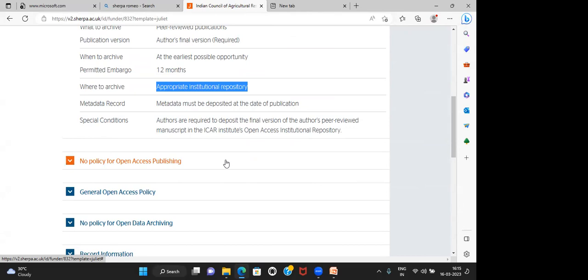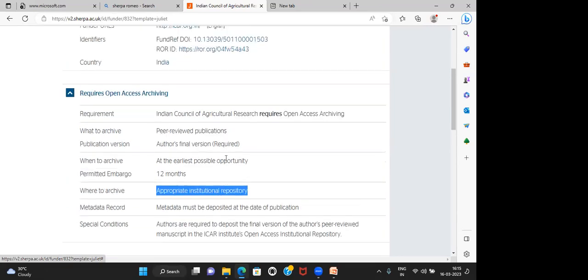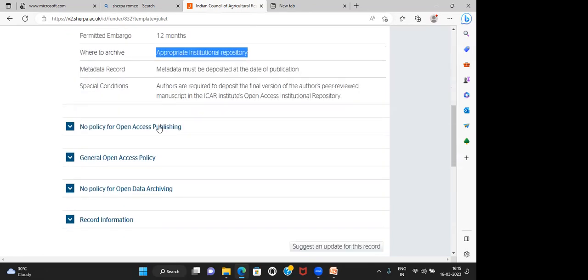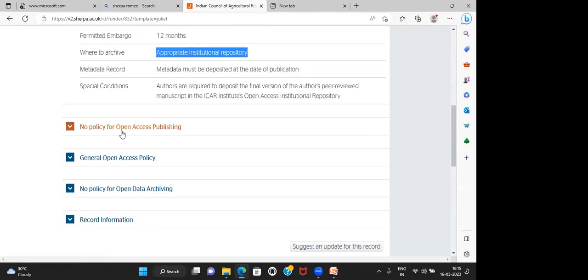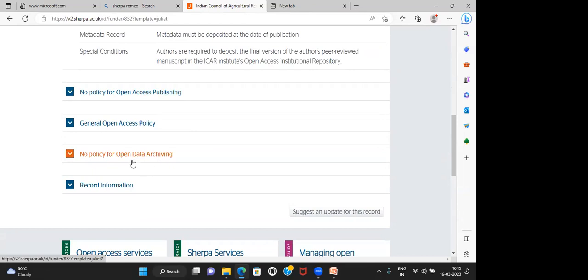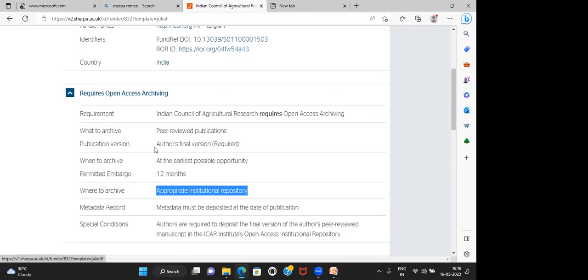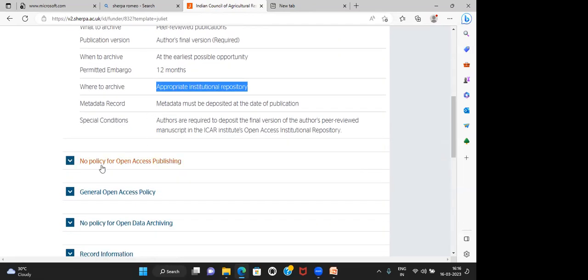That is, authors have to deposit a paper to the ICAR institutional repository. So this is the condition we have to fulfill if we receive the fund from this agency. So the basic things are open access archiving, open access publishing, and open data archiving. These three things have conditions. Now you see there is no policy for open access publication.